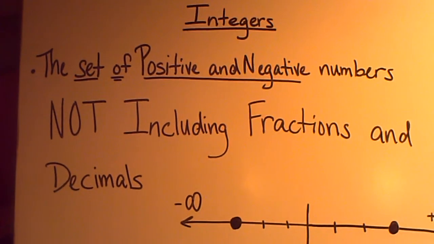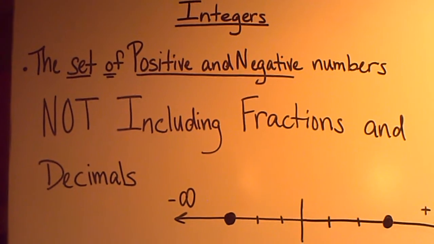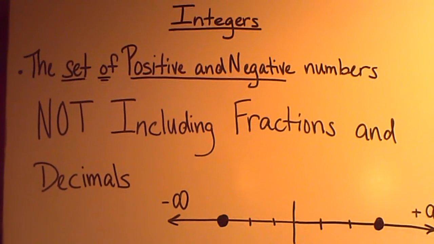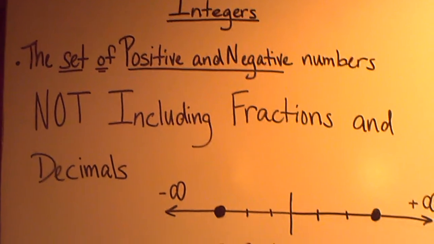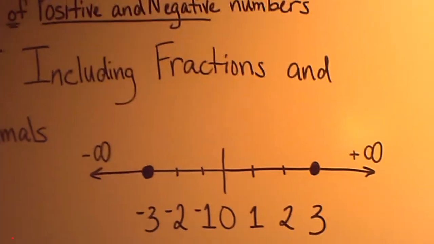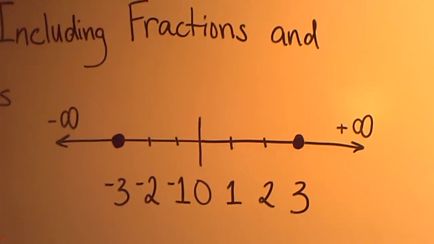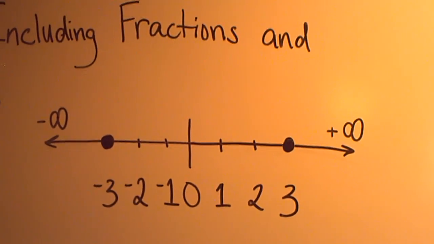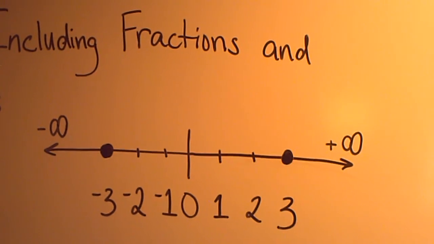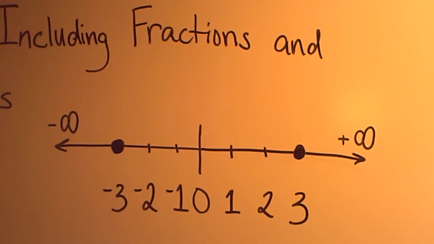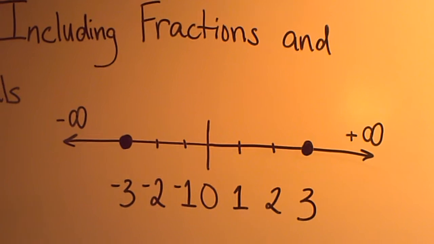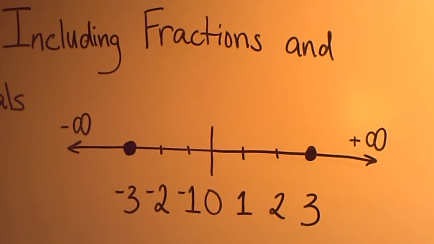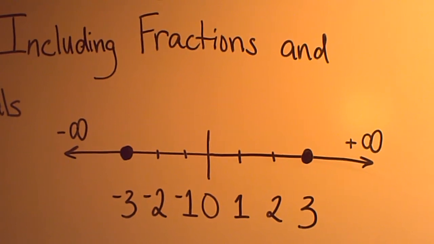So here's what integers are. Integers are the set of positive and negative numbers, not including fractions and decimals. Okay, so if you look at the number line, what I've got on the number line are just whole numbers to the right of 0 and negative numbers to the left of 0, but you'll notice that I don't have any little tick marks between the numbers. That means that this number line does not include fractions or decimals.